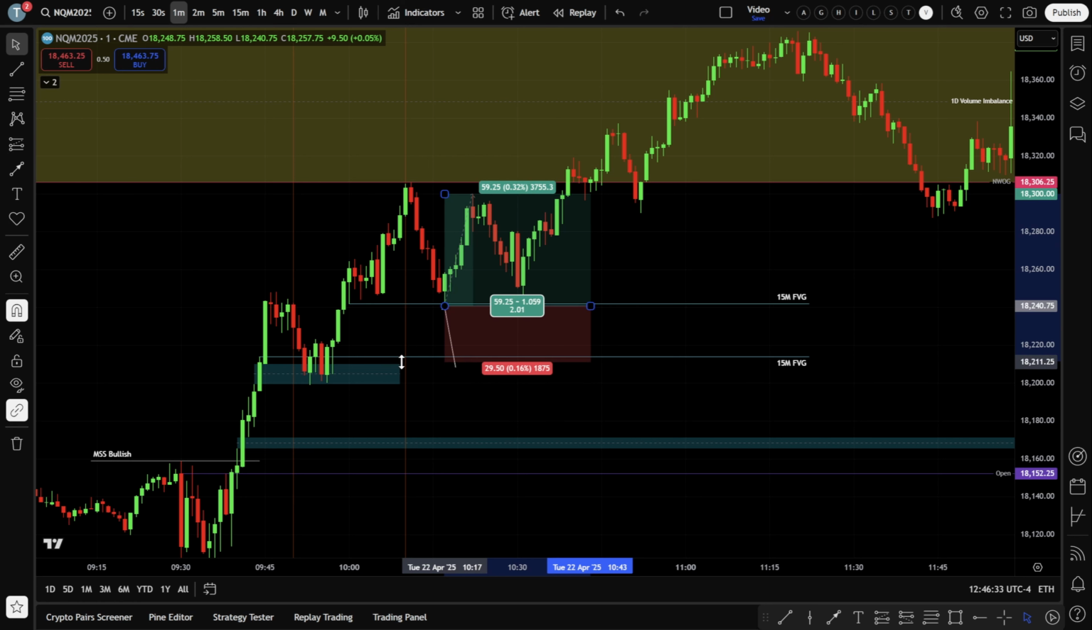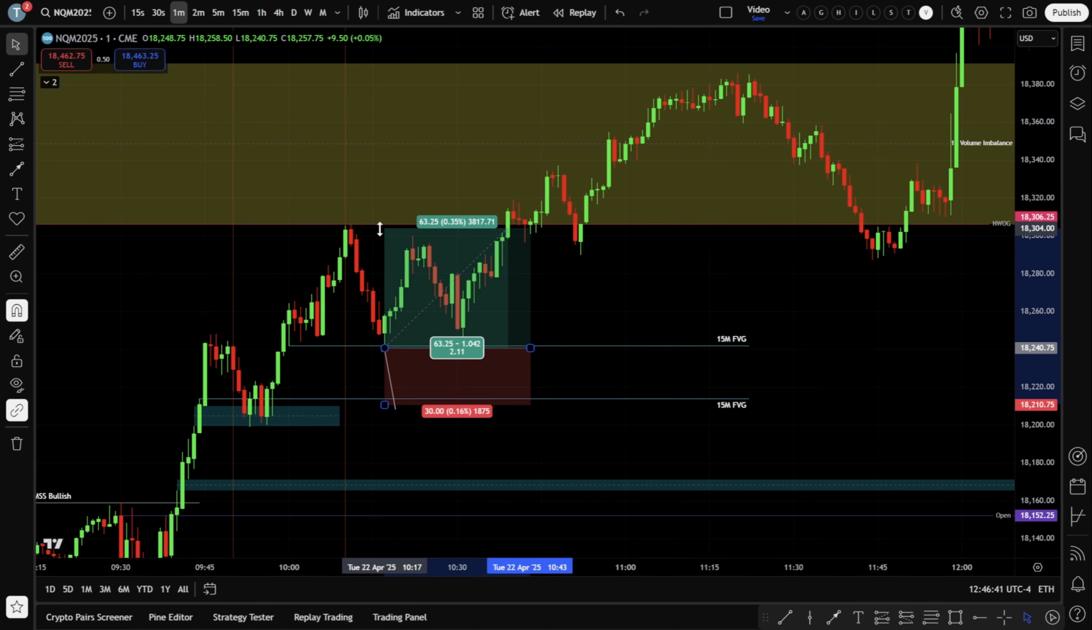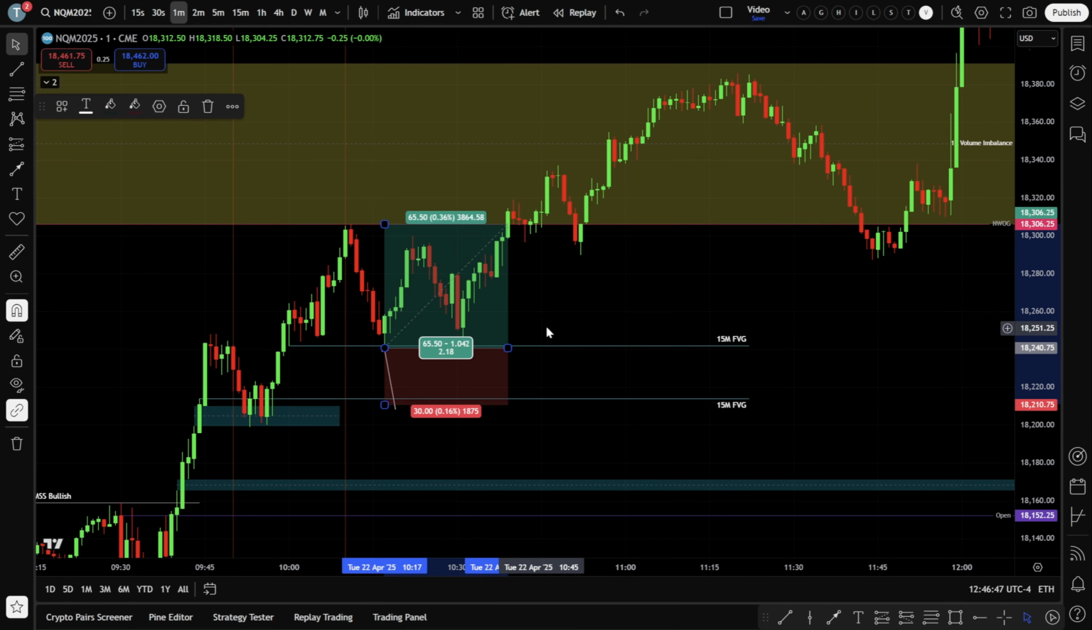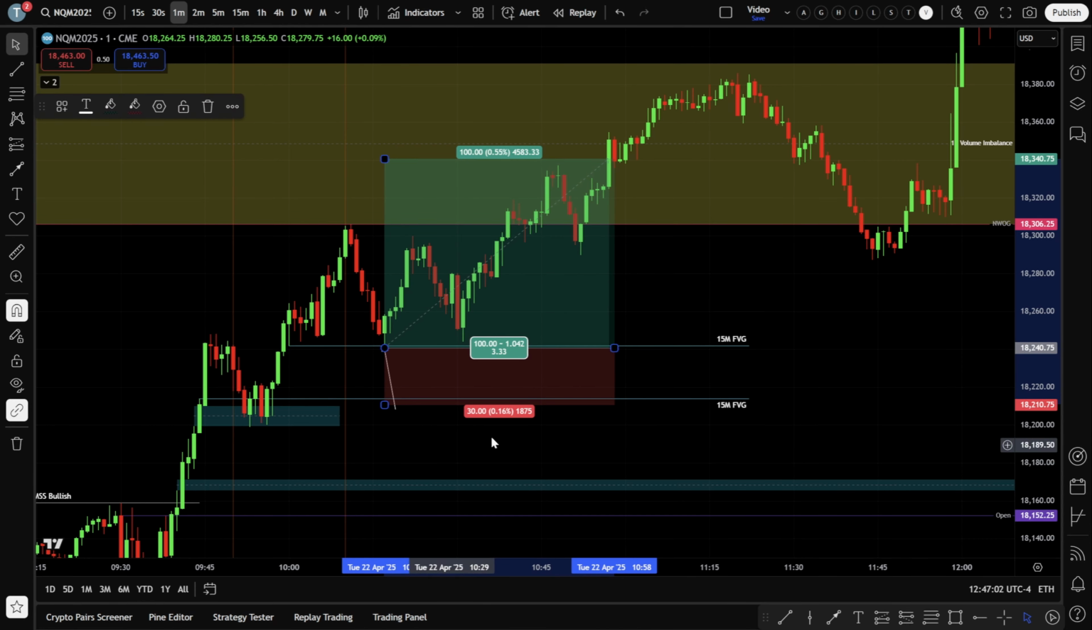Your stop loss would need to be underneath the 15-minute fair value gap. It's about a 30-point stop loss and targeting just there for 65 points. Now, if you're trading multiple contracts, you can take a partial right there and have your final target closer to the consequent encroachment for about 100 points in profit.